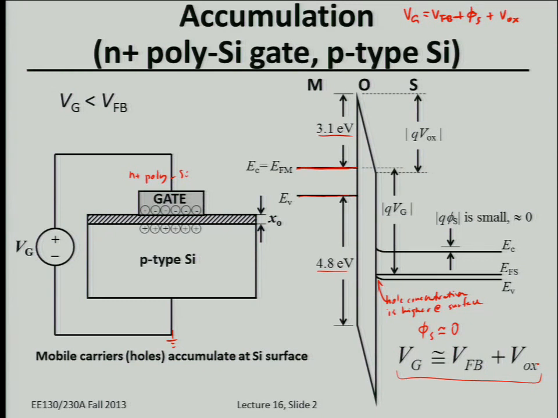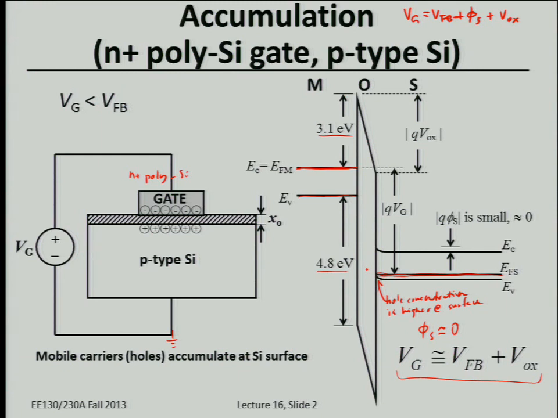Another thing to remind you of from last time: the Fermi level is flat and constant throughout the depth of the silicon, because there's no DC current flowing in that direction. The oxide blocks current flow.